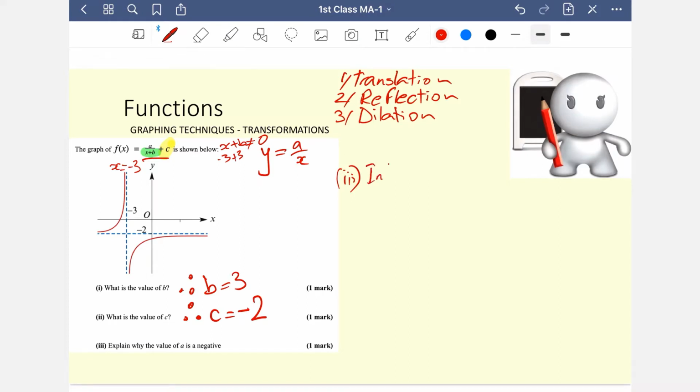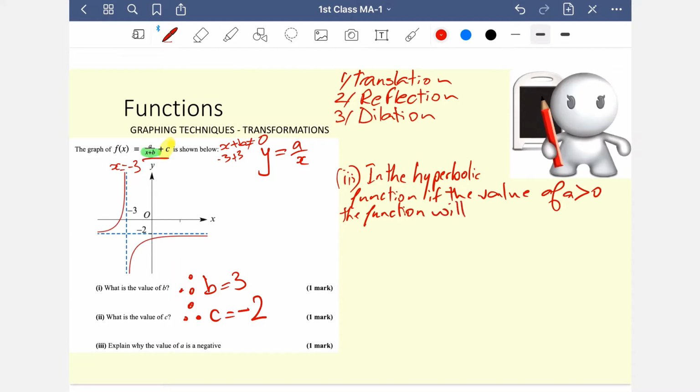Now, in the hyperbolic function, if the value of a is greater than 0, so that means that it's positive, the function will start, and that's important, will start, because remember it's been going through some translations, will start in the first and the third quadrants, right?